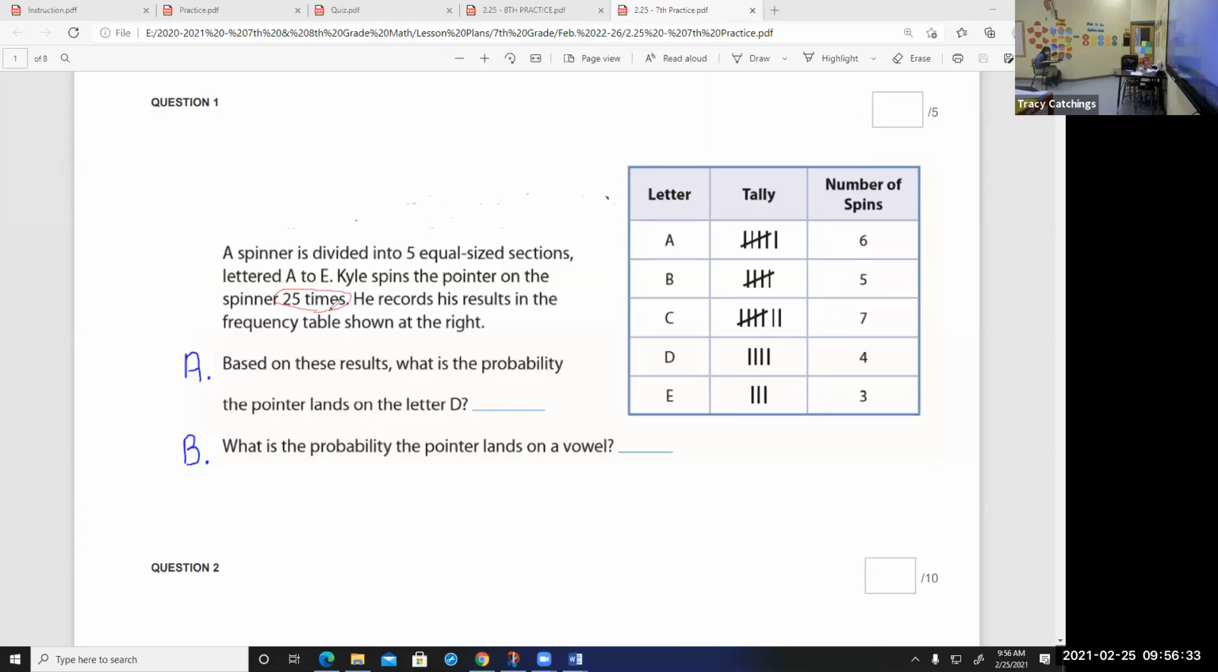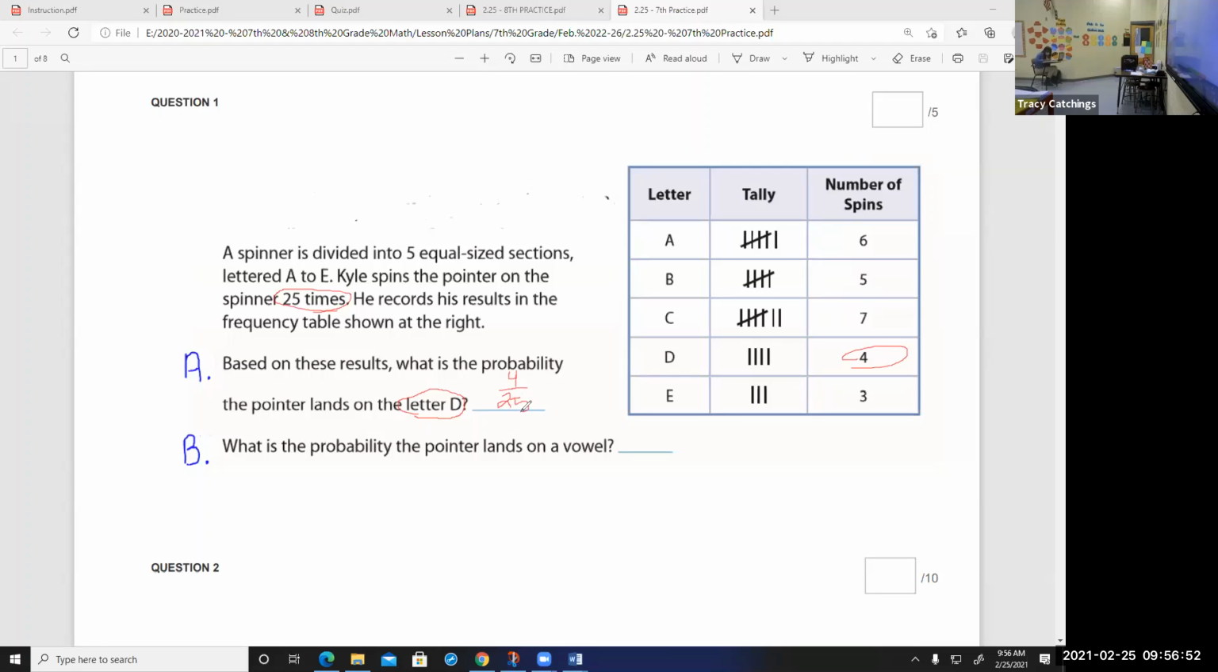So that means 25 would be my what? Good job. That's my denominator. So now A told us, based on these results, what's the probability of the pointer landing on D? How many times did it land on D? And Tamir, you said that denominator is what? Good job. 4 out of 25.